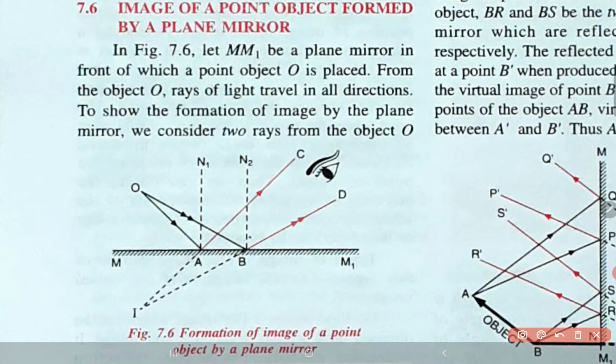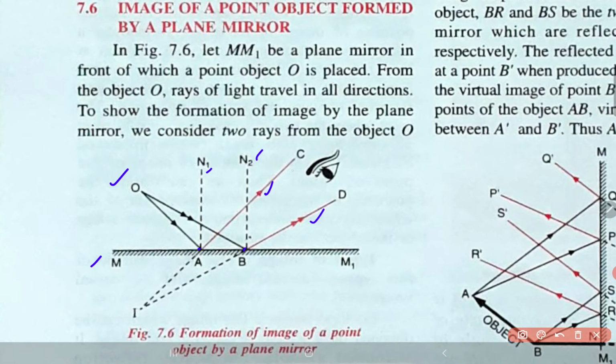Suppose a point object is placed in front of a mirror. The mirror is MM1. For simplicity, I am taking two incident rays. First they strike the mirror at the points of incidence. Now they obey the laws of reflection, and thus we have the reflected rays from each point of incidence, and these are the normals at the points of incidence.